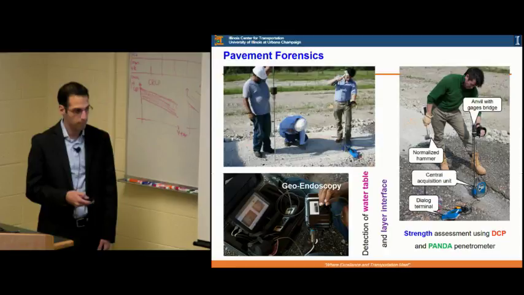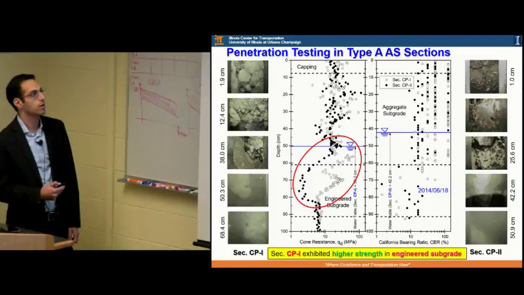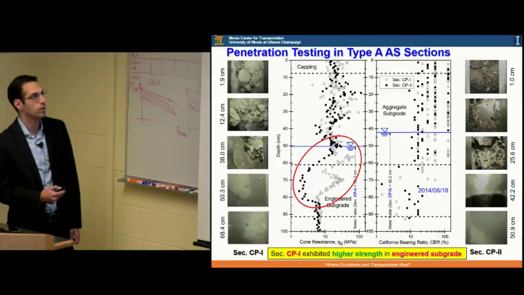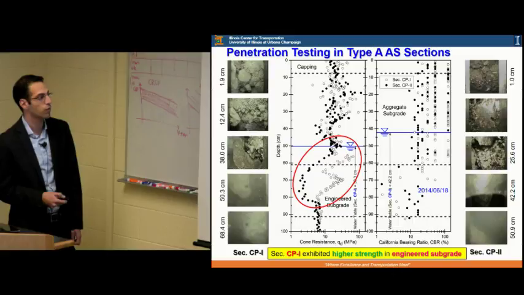So this is just a summary slide showing the results of the cone resistance, which is by PANDA, and then the CBR by the DCP of one of two of the sections, which is the type A sections. This is the railroad size aggregate capped with dolomite, which is shown as empty symbols, and then capped with wrap, which is shown as the solid filled symbols. And then these values and how they change across the profile in the engineered subgrade and in the aggregate subgrade materials on top of it, as well as in the capping material. As you can see on the left and the right, you can also get some images from different depths for which materials you have, where the depth of the water table is, and stuff like that.